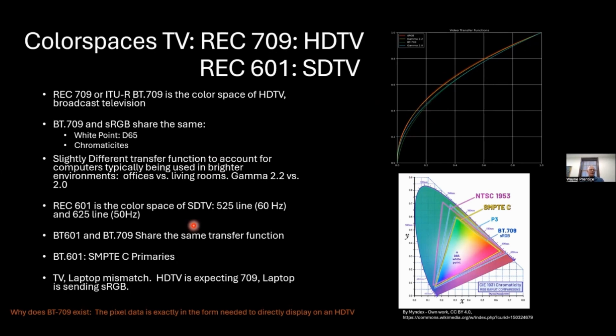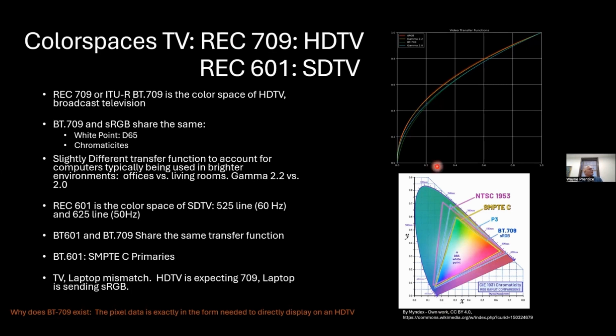Looking back at the old days of 601, which is again standard definition TV, it shares the same transfer function as 709, but what it differs by is the chromaticities. And if you look at this chart here, see the SMPTE C. I didn't make up the name. It's very close. It's just slightly shifted.